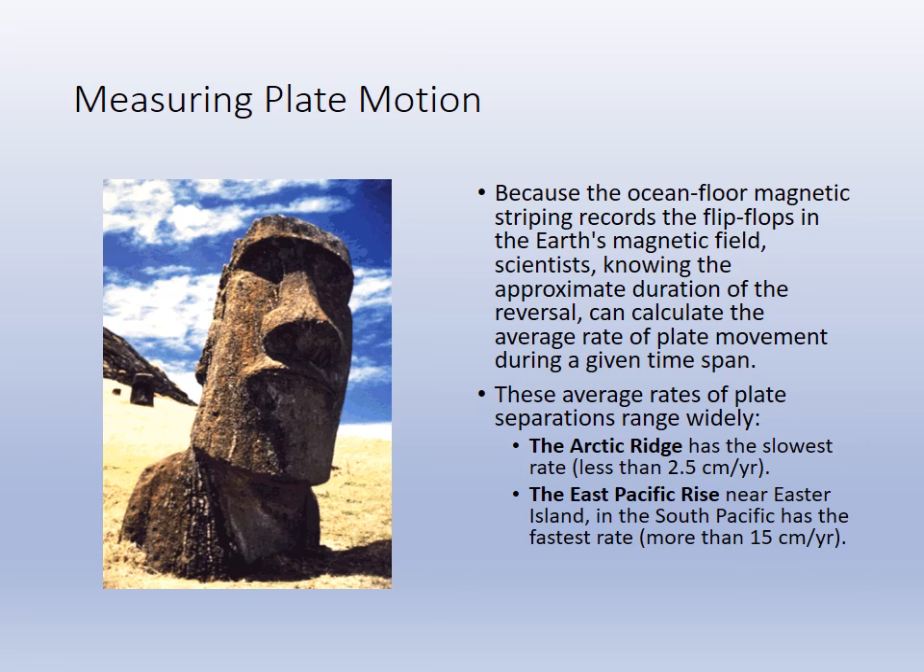The slowest is the Arctic plates, moving at 2.5 centimeters per year. The fastest are the Pacific plates, moving more than 15 centimeters per year. Now that doesn't seem like a lot until you multiply it by 100 million years, then it's oceans.